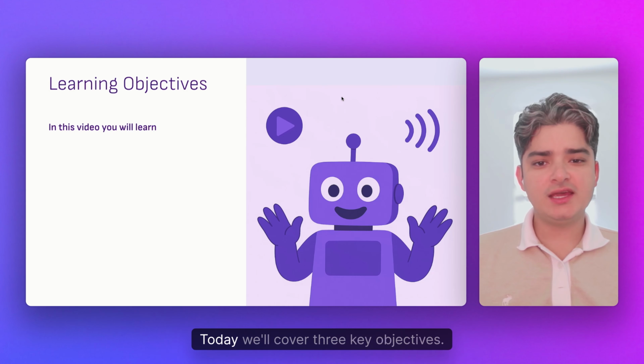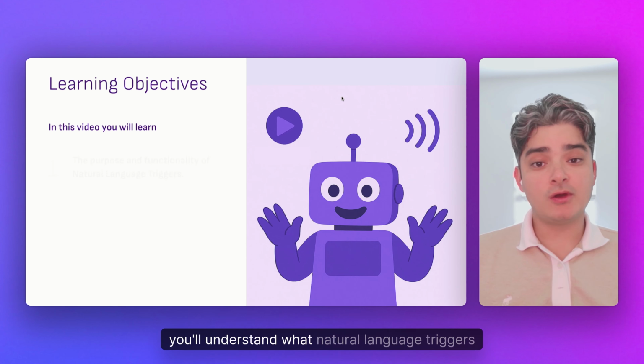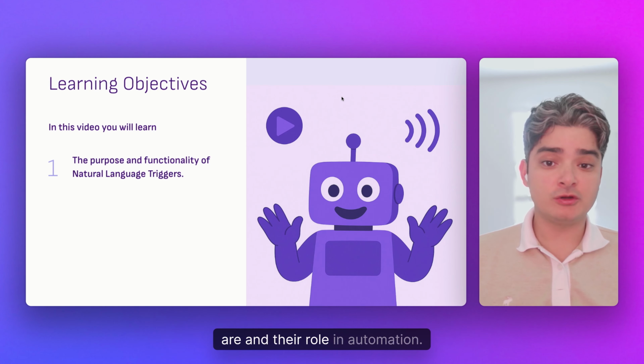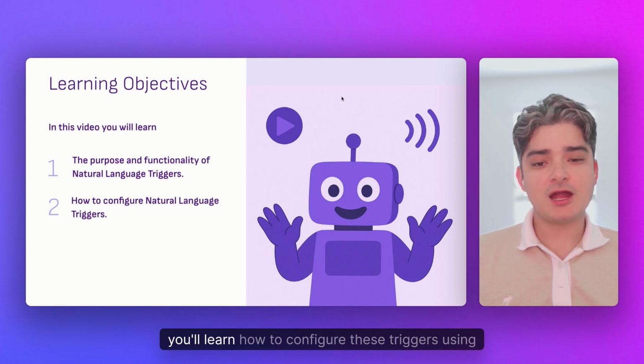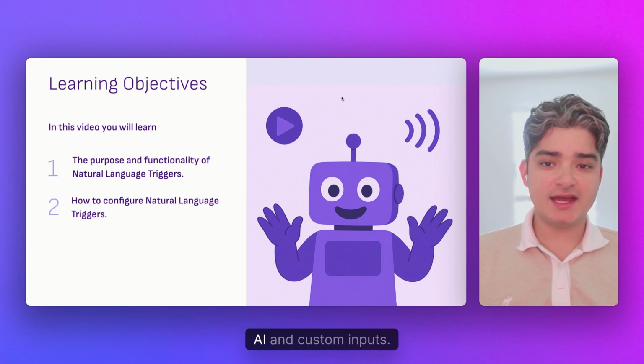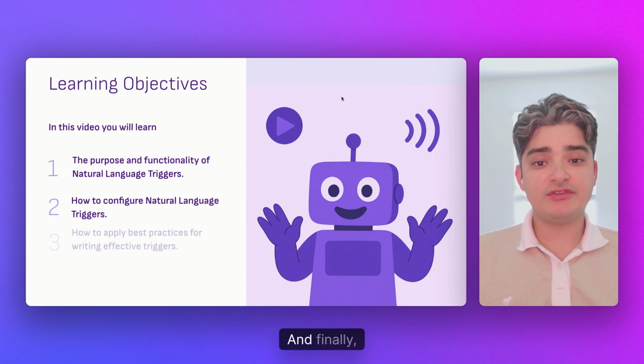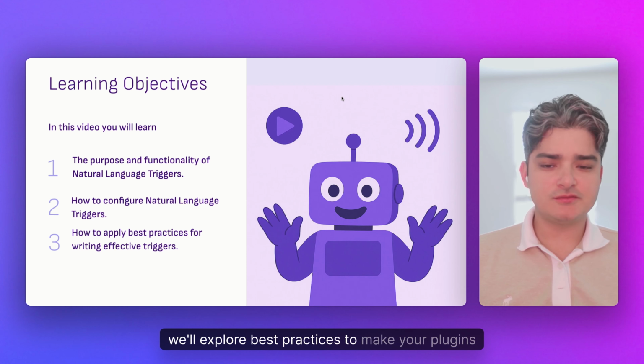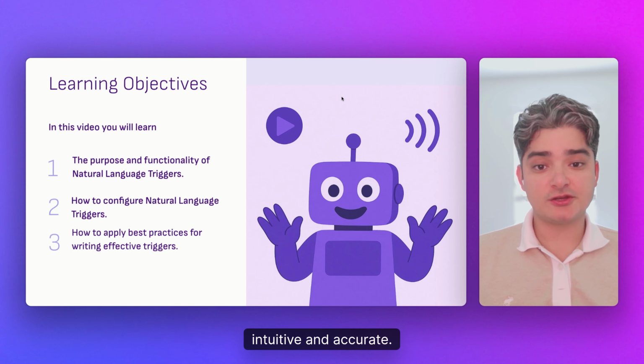Let's dive in. Today, we'll cover three key objectives. First, you'll understand what natural language triggers are and their role in automation. Second, you'll learn how to configure these triggers using AI and custom inputs. And finally, we'll explore best practices to make your plugins intuitive and accurate.